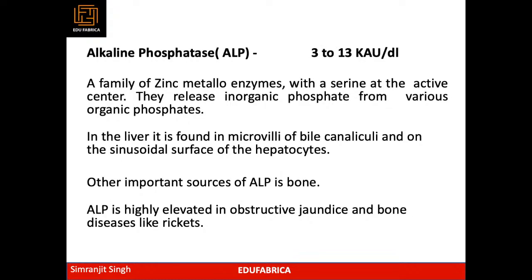Then there is alkaline phosphatase, that is ALP, whose values normally range from 3 to 13. This is a family of zinc metalloenzymes with a serine at the active center, and they release inorganic phosphate from various organic phosphates. In the liver, it is found in the microvilli of the bile canaliculi and on the sinusoidal surface of the hepatocytes. An important source of ALP is bone, and ALP is highly elevated in obstructive jaundice and bone diseases like rickets.